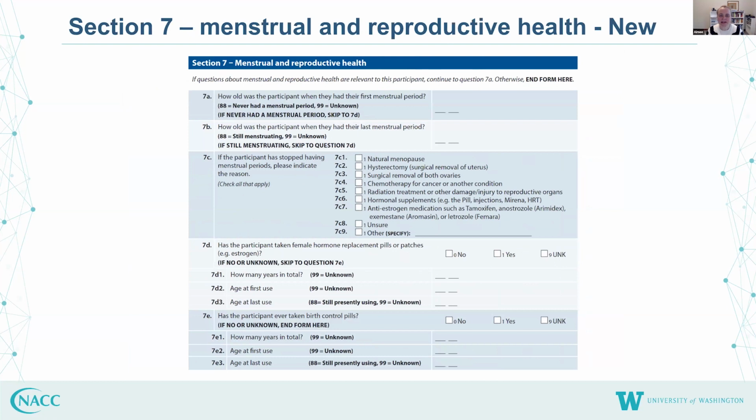And then finally, we've added a section on menstrual and reproductive health, which is new. And hopefully this is fairly straightforward, asking about how old the participant was when they had their first menstrual period and their last, the status of their menopause, or the mechanism of their menopause, their use of female hormone replacement pills or patches. And this question excludes creams or suppositories. And has the participant ever taken birth control pills? And this was a section which really wasn't present at all in UDS version 3, so it's really been fleshed out here.